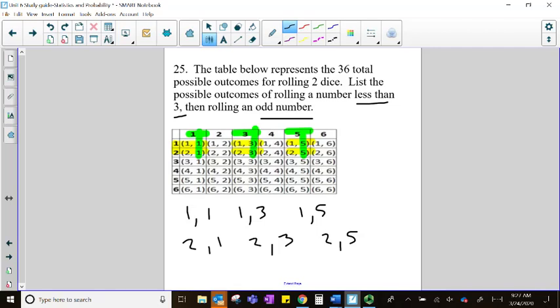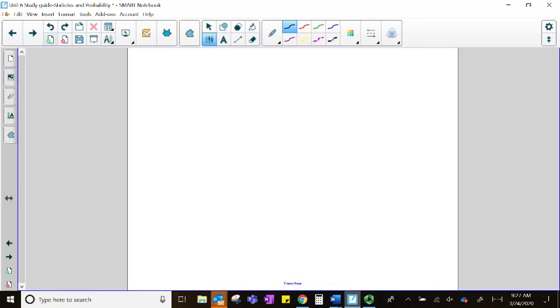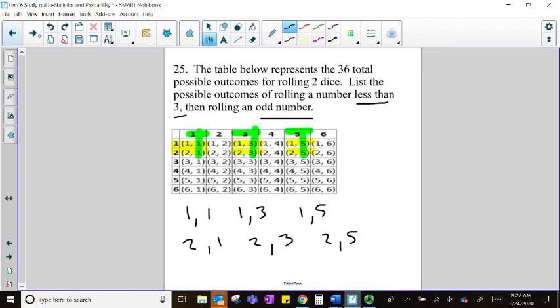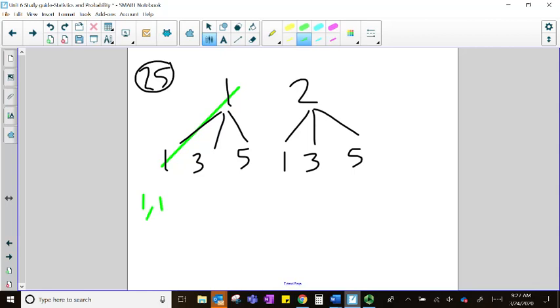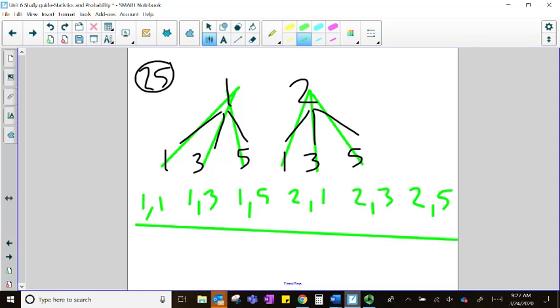You could ignore the table and make a tree diagram if you want. So if you want a number less than 3, that means your first event you're going to have a 1 or a 2, and then the next event you wanted an odd number. There are 3 odd numbers on the die: 1, 3, 5. And so you could read your events. 1 and 1 gives you 1, 1. 1 and 3 gives you 1, 3. 1 and 5 gives you 1, 5. 2 and 1, 2 and 3, and 2 and 5. So without using the table, you could have come up with the 6 total outcomes as well.